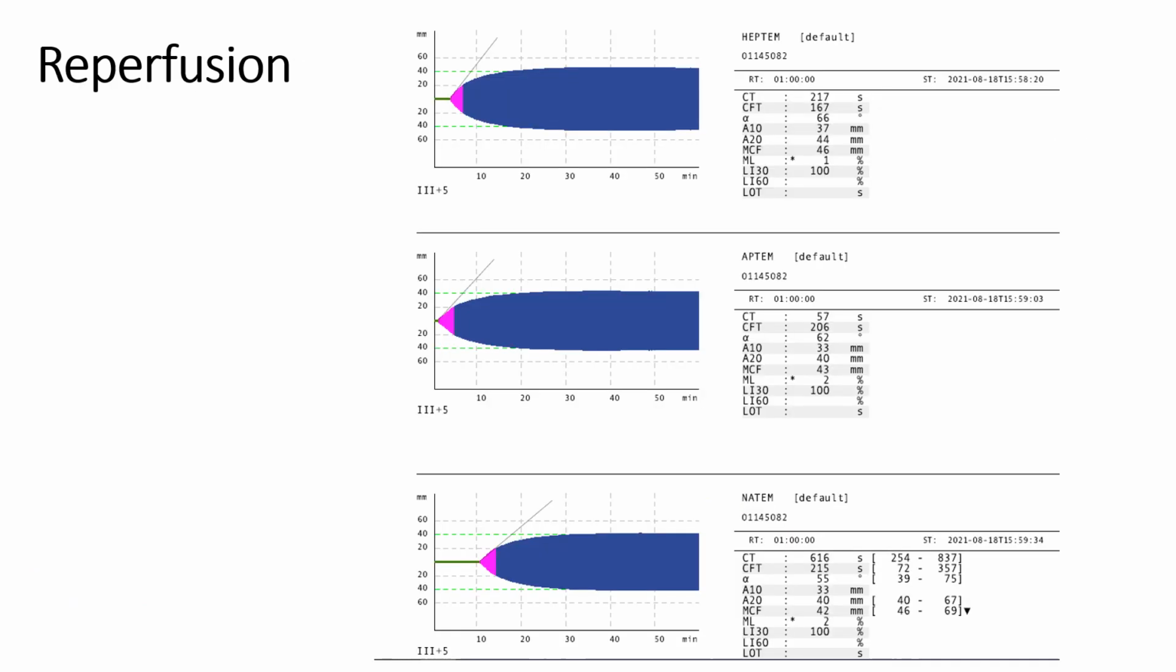This is the ROTEM on reperfusion. This is a NATEM, an APTEM, and a HEPTEM. We can see there's no more fibrinolysis. As I mentioned before, there's a very small chance that if the fibrinolysis occurs after 60 minutes it's not being captured on the ROTEM because the setting is 60 minutes. We might see a little bit of a heparin effect. However, it's hard to tell because HEPTEM ideally needs to be compared with an INTEM, and in this case we used a NATEM.